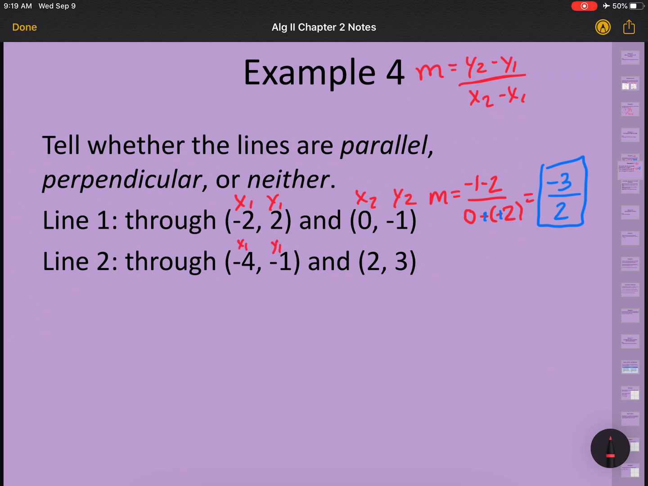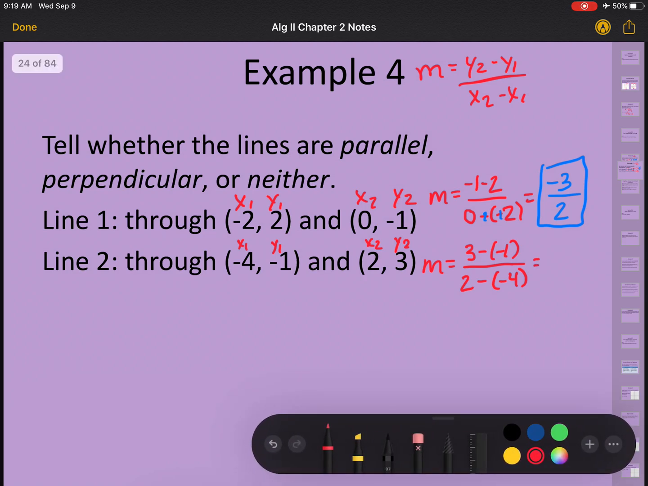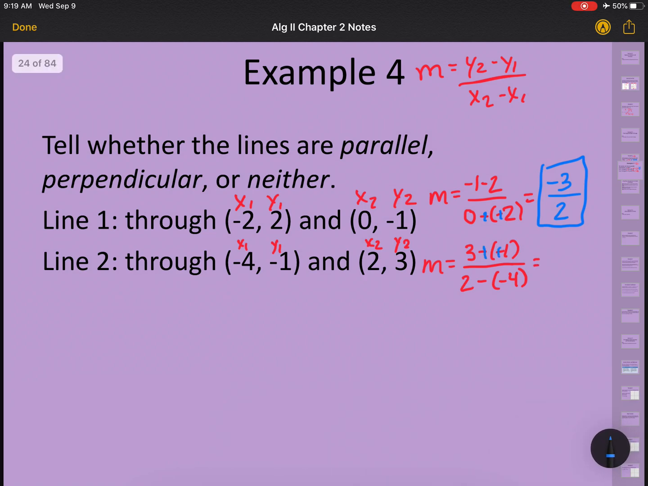Now I need to figure out the slope of line 2. Okay, so in this one, y2 is 3, subtract out y1, which was negative 1. Well, x2 here is 2, subtract out negative 4, which is our x1. Up top, 3 plus 1 is 4. And then in the bottom, 4 plus 2 is 6. But these both can be divided by 2. 4 divided by 2 is 2. And 6 divided by 2 is 3. So here is our slope for line 2.